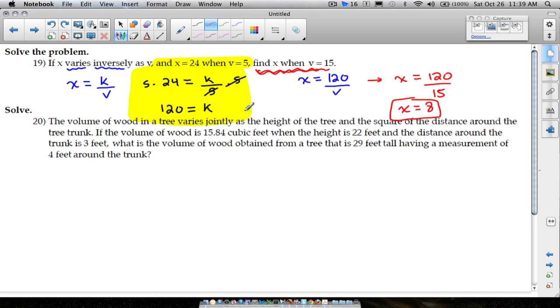Now, number 20, a variation problem that is real world. I wouldn't call that real world, so you don't have to put a complete sentence. We will need a complete sentence for number 20.